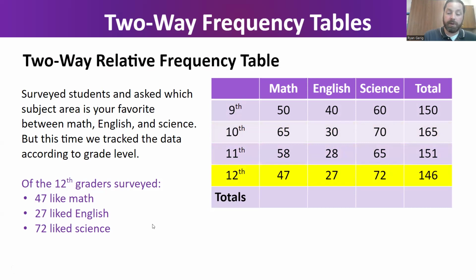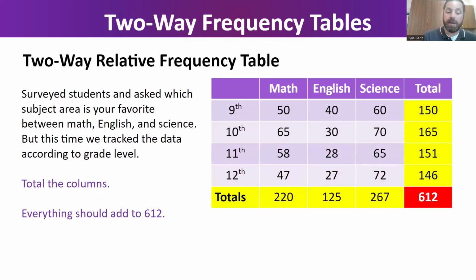And 12th graders, similar. Now, how many students liked math? Then you would add up the column that has math. So 50 plus 65 plus 58 plus 47. You get 220. English, you can do the same thing. Science, the same thing.